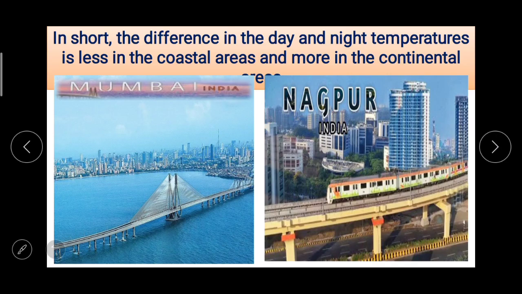So in short, the difference in the day and night temperatures is less in the coastal areas and more in continental. For example, Mumbai temperatures are even, but at Nagpur they vary a lot. So it depends on the things like nearness to the sea, and if we talk about the Mumbai, it is near to the sea, and if we talk about the Nagpur, it's all about the continentality, height above the mean sea level and physical setup. Now one more thing, if we talk about Nagpur and Mumbai, then urbanization and industrialization.